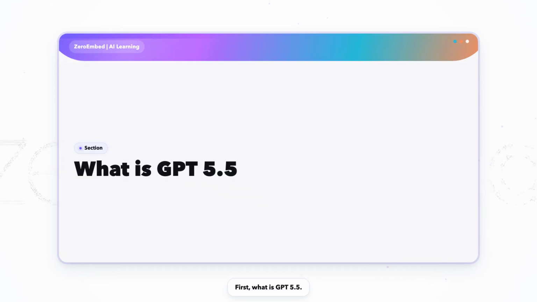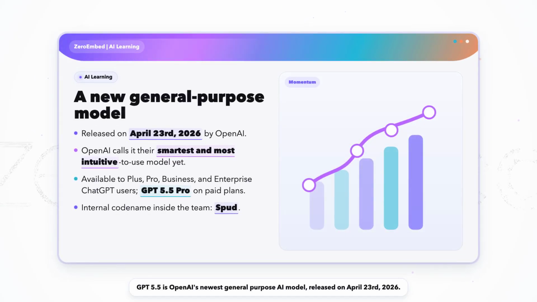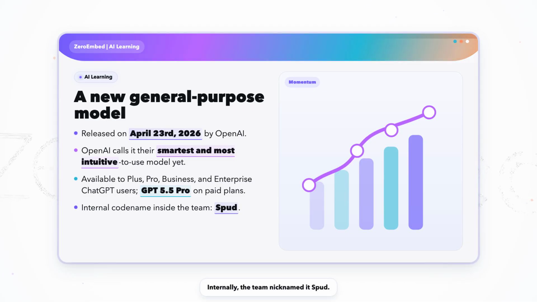First, what is GPT 5.5? GPT 5.5 is OpenAI's newest general-purpose AI model, released on April 23, 2026. OpenAI calls it their smartest and most intuitive-to-use model to date. It is available in ChatGPT for Plus, Pro, Business, and Enterprise users, with a stronger variant called GPT 5.5 Pro on paid plans. Internally, the team nicknamed it Spud.